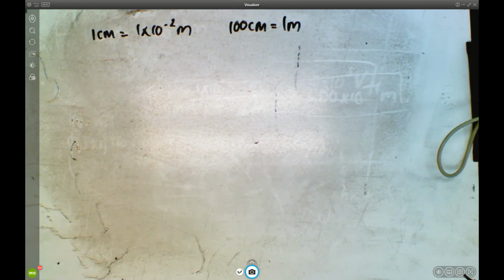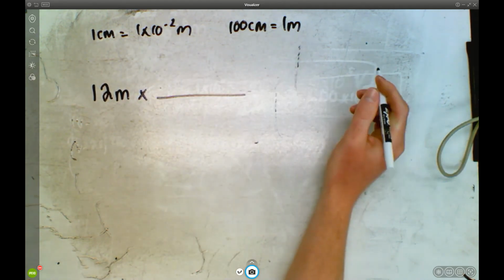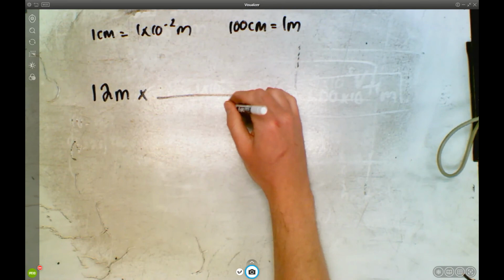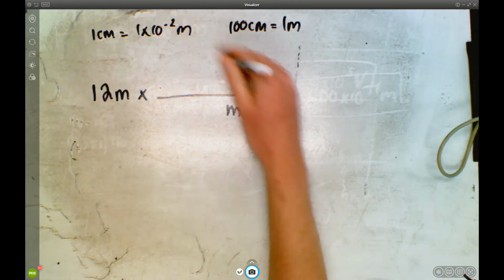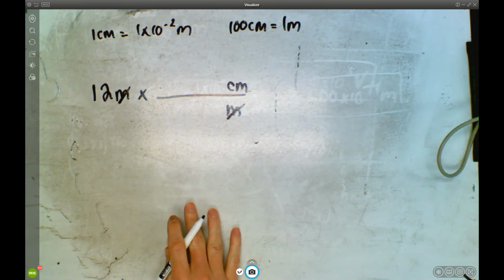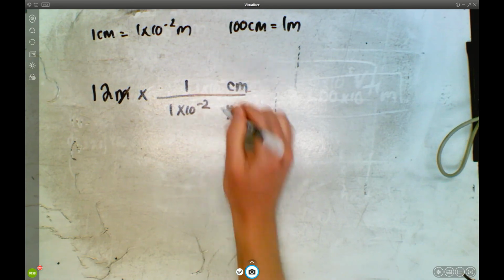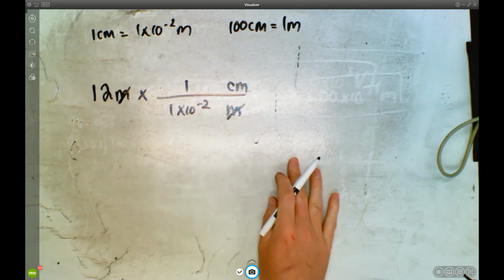So in the question, we were given 12 meters. And if we use this one, we want meters on the bottom and centimeters on top, because that will cancel those out. So there's a 1 beside the centimeter and a 1 times 10 to the negative 2 beside the meters, right? You got to keep that consistent.